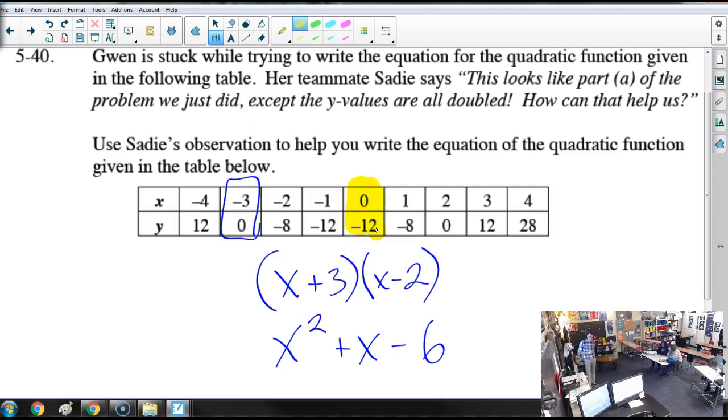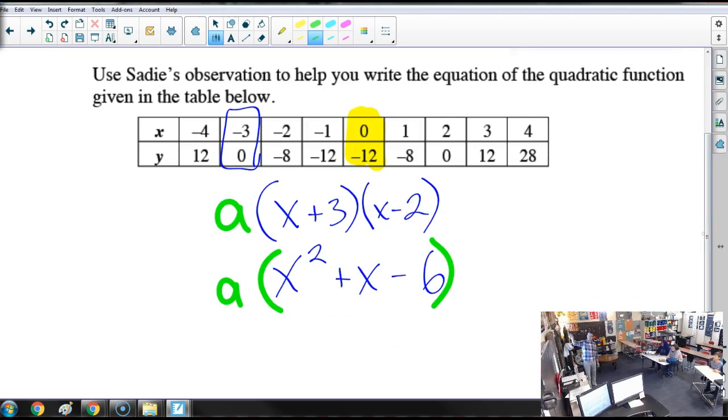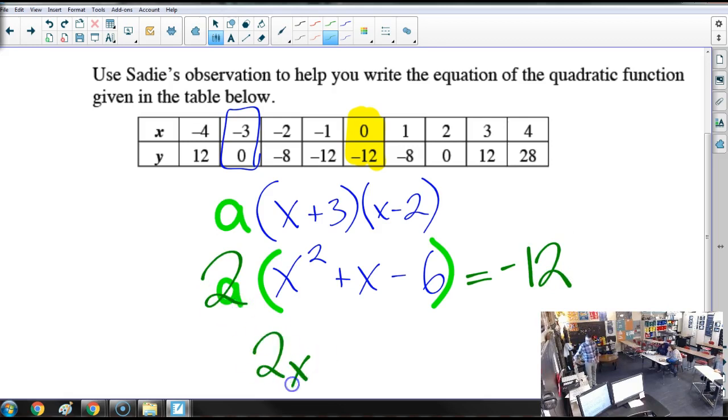Times 2, so that distributes, and if I come down here, it would still just distribute to each of the pieces. So to make this true, since this has to equal negative 12 and it wouldn't when x is 0, if we make a 2, then this becomes 2x squared plus 2x minus 12, and when x is 0 it is negative 12, and that is true.